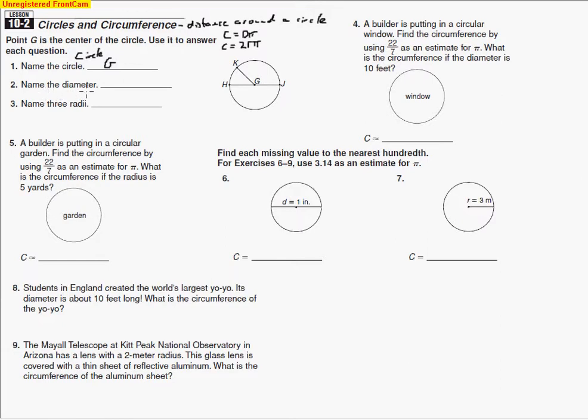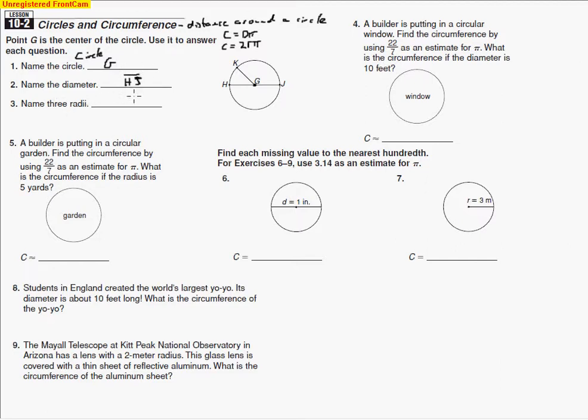Now we have a diameter. Diameter goes all the way across the circle through the center. So notice how HJ goes from one side of the circle all the way to the other side of the circle. But notice it passes through the center at G. So the diameter, we would say, is HJ. And we'll go ahead and put a little hat on top showing that that's a line segment and it starts at H and stops at J.